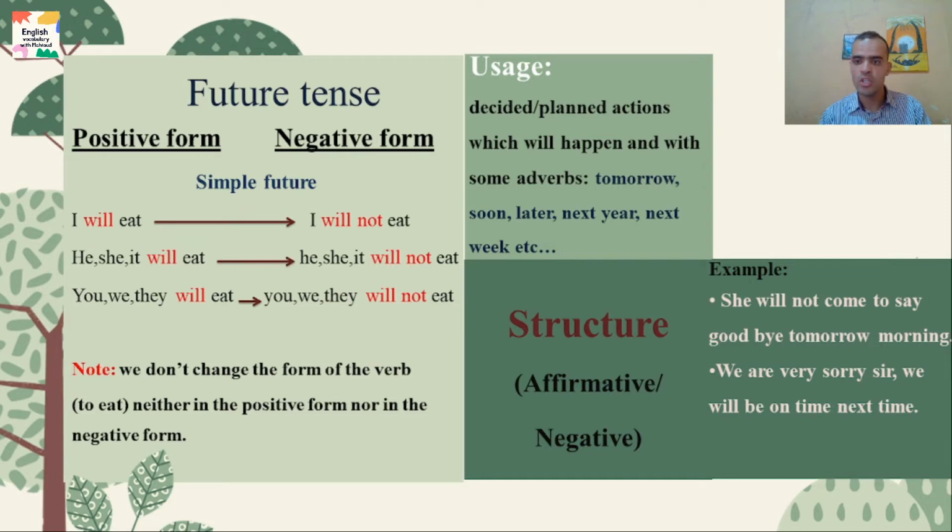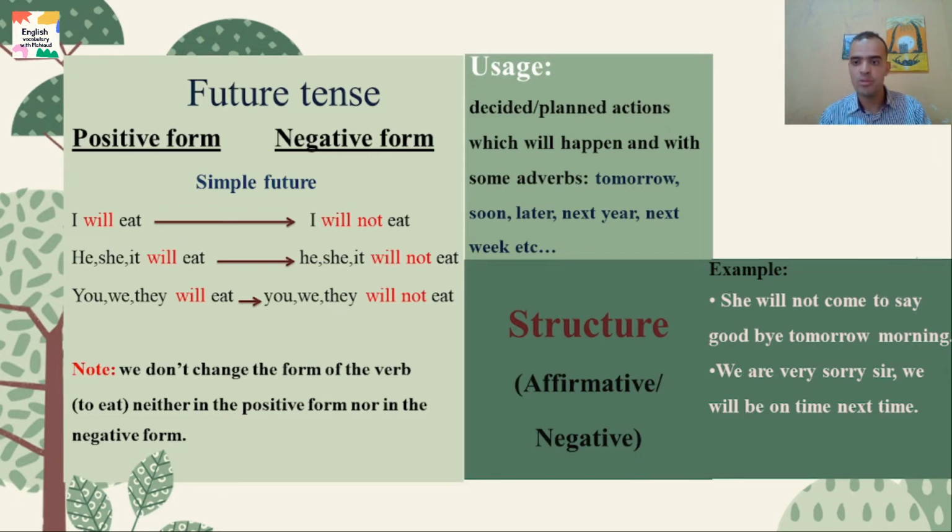So example, she will not come to say goodbye tomorrow morning. So this is an action that was decided before, and she knew already that she will not come to say goodbye. So this is a decided and planned action which will happen in the future. I hope it's clear through this example.